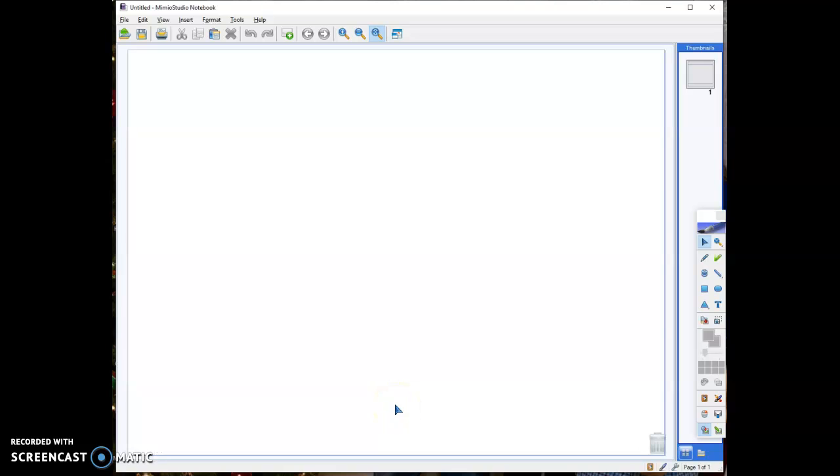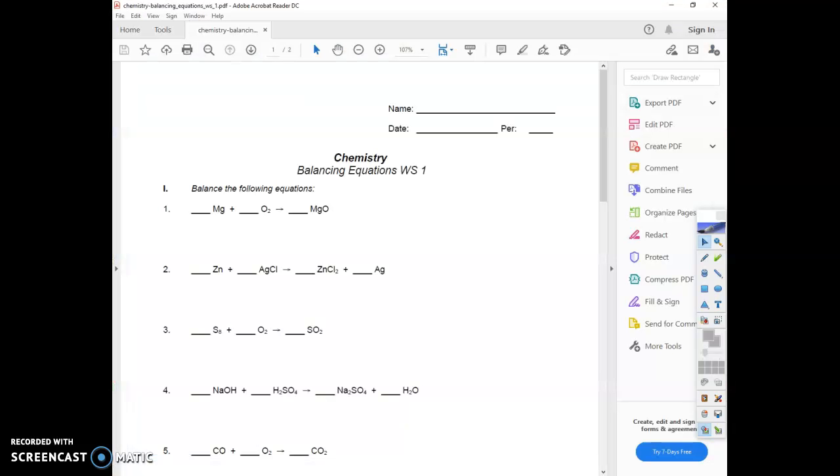Several of you have requested a video on balancing equations, so I thought I would take a few minutes and show you what I think is the easiest way to balance equations. So I have a little worksheet here, and I'm going to just use some of the equations off of this particular worksheet for balancing equations.